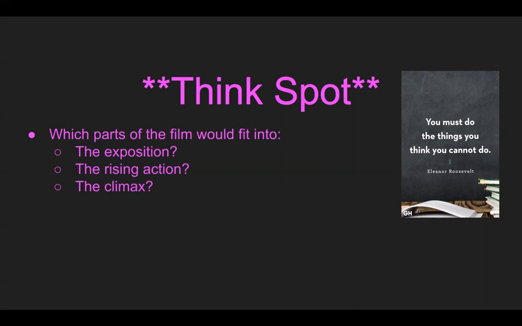What is the highest point of tension of that cartoon? What is that edge of your seat moment?